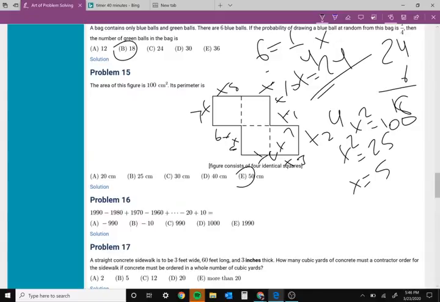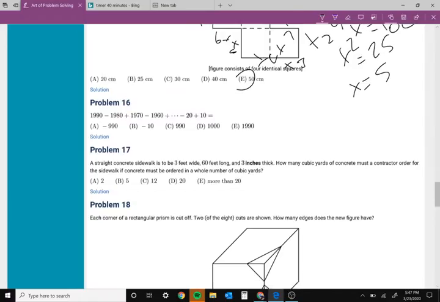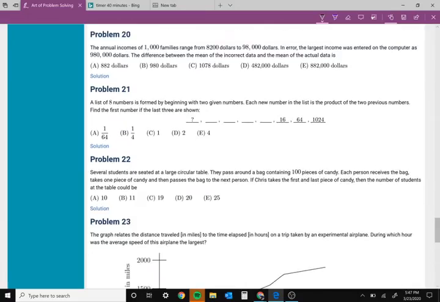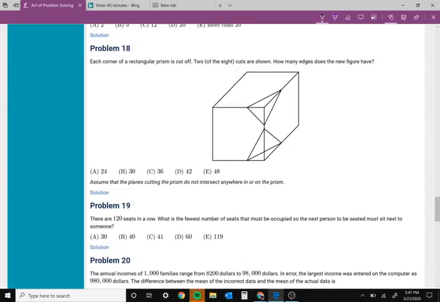Oh boy, this one's fun. Problem 16. Oh no. Okay.